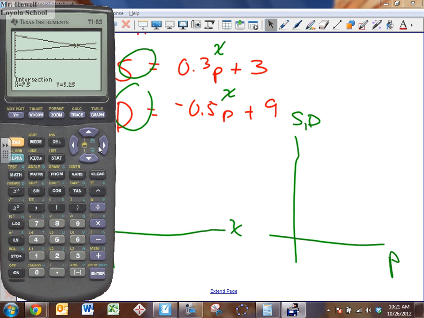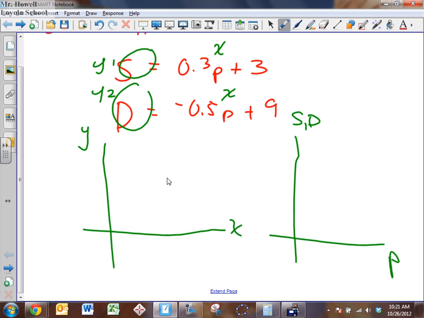Jerry? 7.5, and then we're going to talk about 1,000 in a minute, what that means. But 7.5 is the one we're looking for. The 5.25 doesn't really matter right now. That's the supply of the product and the demand of the product, but the price is what matters. So we get P equals 7.5.